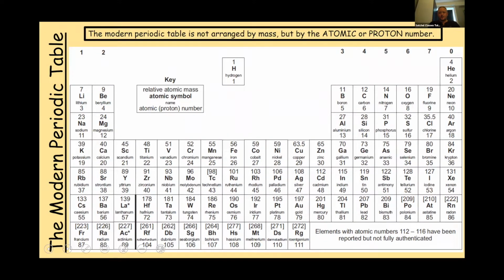So, the modern periodic table is not arranged by mass, but by the atomic or proton number. This means that going from left to right, from top going down to the bottom, the proton number on the bottom goes up by 1 every time. So hydrogen, bottom number 1, helium, bottom number 2. Then we go down a row, lithium 3, beryllium 4, boron 5, carbon 6. As we're going along, the proton number increases by 1.